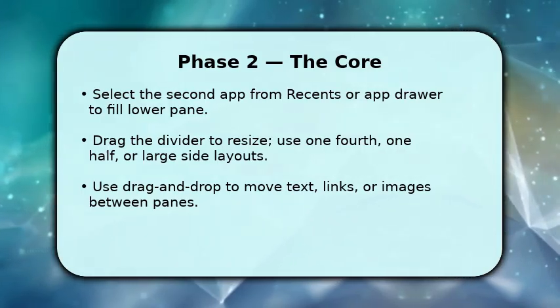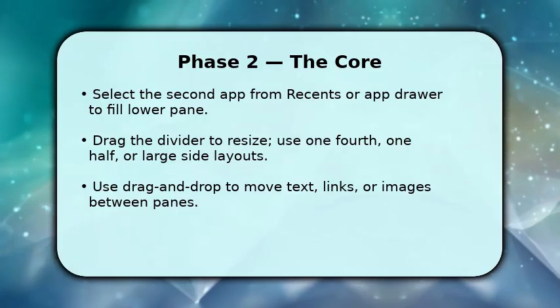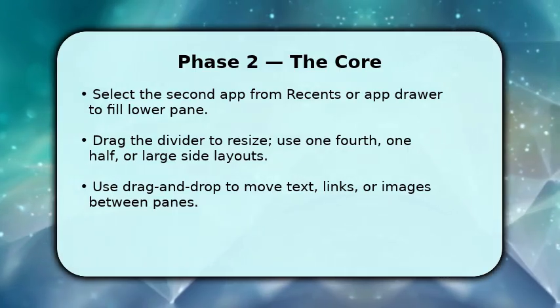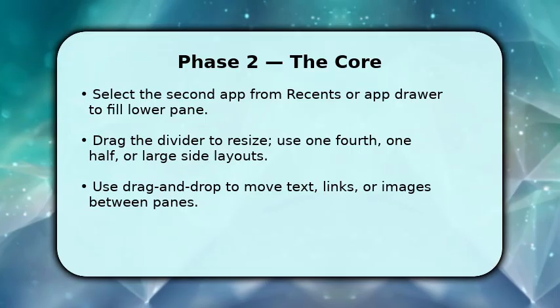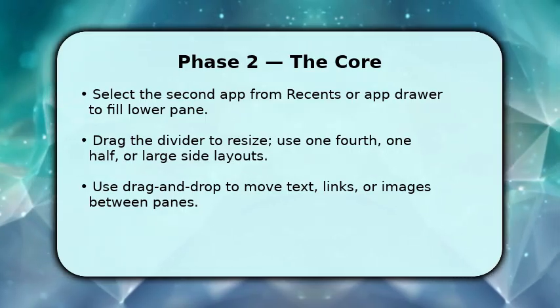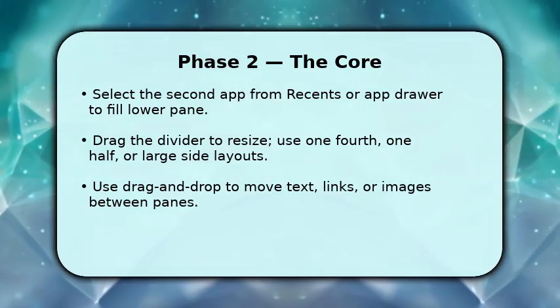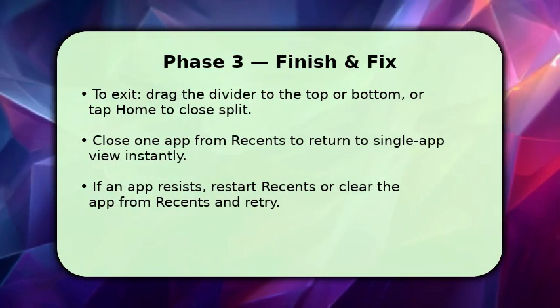Also, note some apps adapt differently. If an app resizes poorly, try landscape or switch the primary pane. These steps let you work in two apps seamlessly. To finish, drag the divider fully to one edge or tap home to return to a single app.